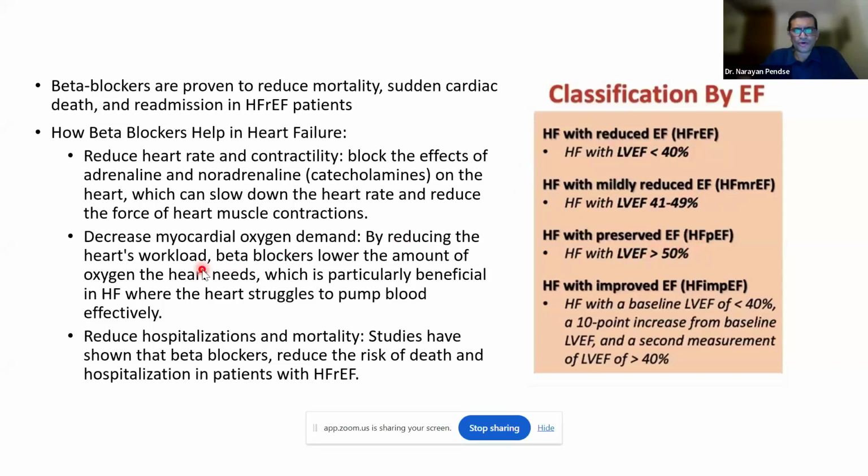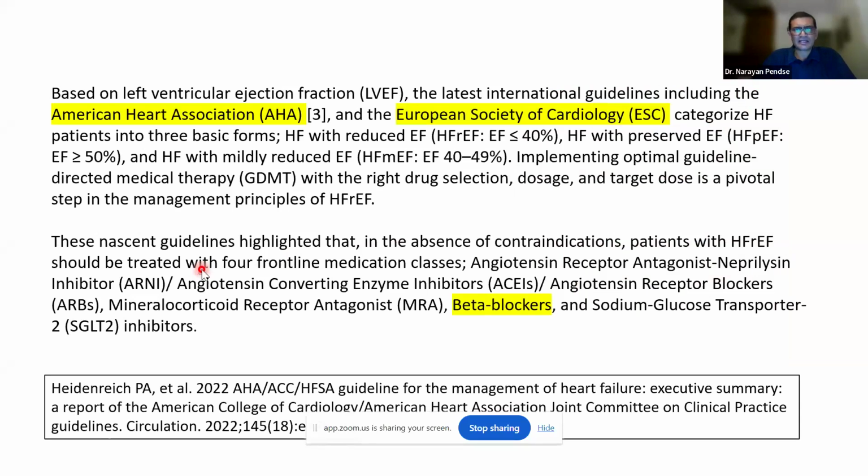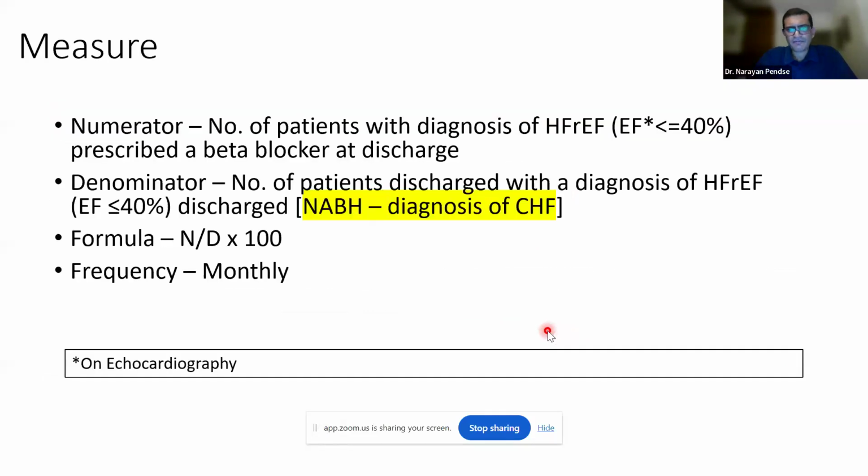So, what is known from the evidence based guidelines, for example, from the American Heart Association as well as from the European Society of Cardiology, is that in cases of heart failure, particularly those with reduced ejection fraction, where the ejection fraction is less than 40%, they need to be advised various classes of drugs, one of which is beta blocker, because like I said, beta blockers are known to have cardioprotective effect in heart failure patients.